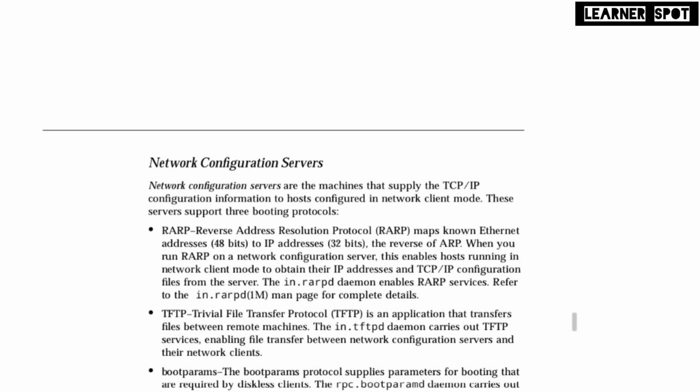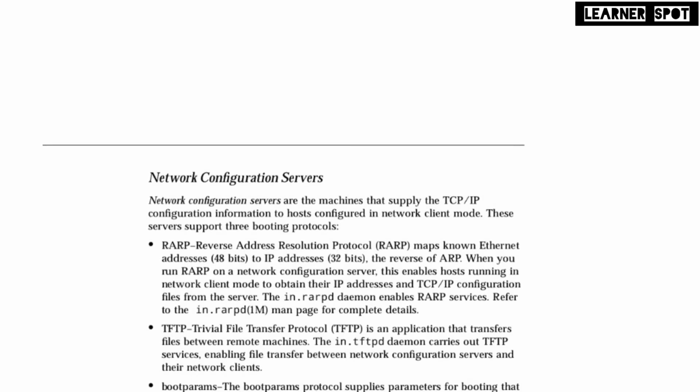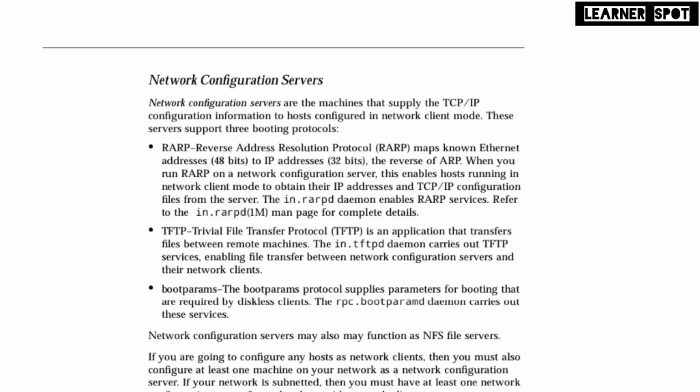Next, what are the network configuration servers? Network configuration servers are the machines that supply the TCP/IP configuration information to the hosts configured in the network in client mode. These servers support three types of booting protocols. First, we have RARP, the reverse address resolution protocol, which maps known Ethernet addresses. Next, we have TFTP, the trivial file transfer protocol, and the bootparams protocol. Bootparams supplies the parameters for booting that are required by diskless clients.